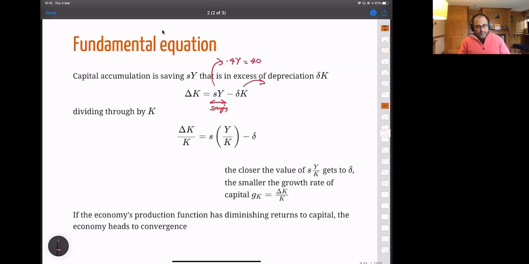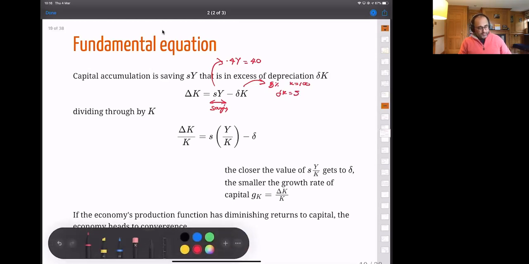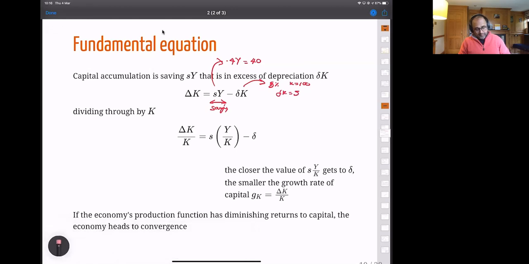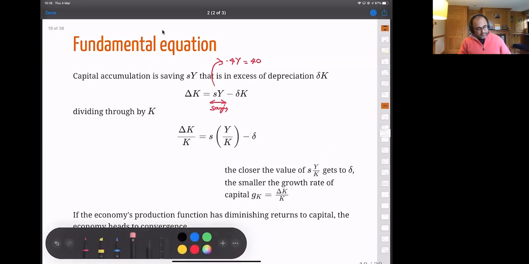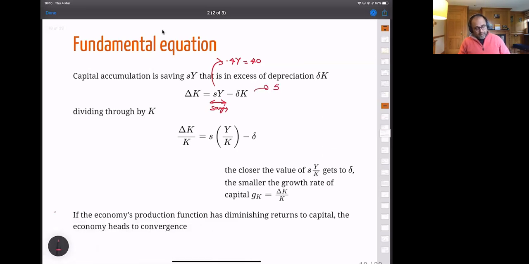So we said it was equal to 5, all right? If delta is 5%, and the capital stock to start off with was 100, that means delta times K is 5. I'm just pulling out numbers. So depreciation was 5, and from this, that means that capital stock is 35.